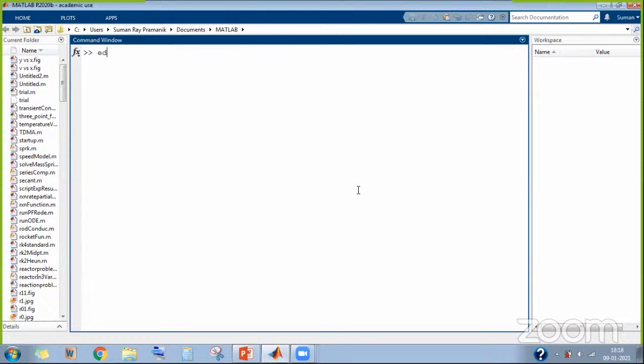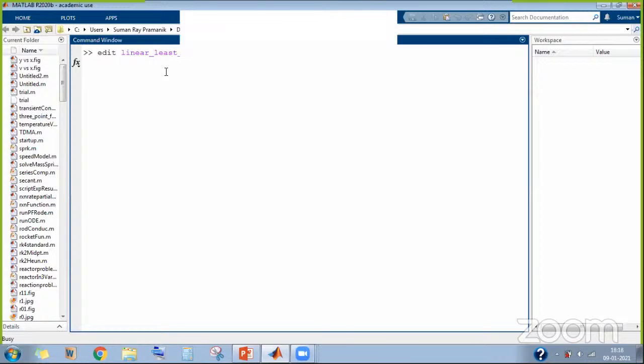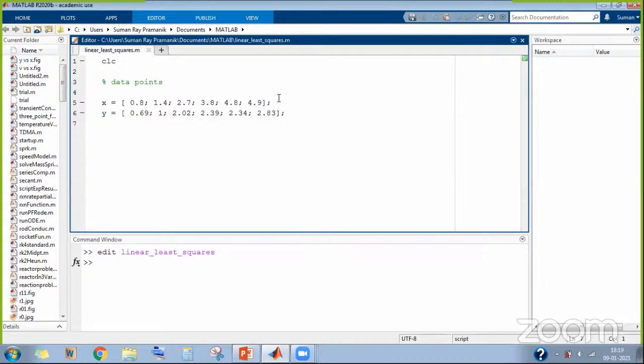I have already created the data points beforehand so that there are no issues. Let's give it the name linear least squares. Okay, it's taking some time. Okay, these are the data points that we are talking about. I've already created them beforehand. Now we will start writing the code for the linear least squares.